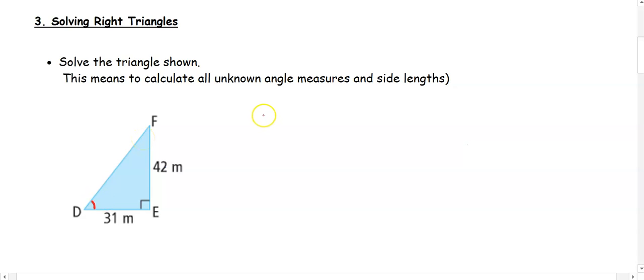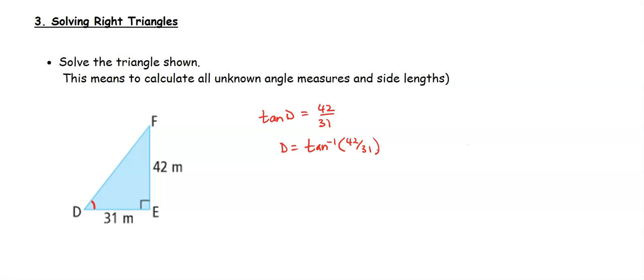If I want to find angle D first, I would use the appropriate ratio given the two sides, my opposite and adjacent. So I would find angle D using my opposite and adjacent ratio, and whenever I'm finding the angle, I take the tan inverse of the ratio, correct? And so I type that into my calculator, and I get 42 divided by 31. The tan inverse of that ratio is approximately, I'm just going to round to the nearest degree, 54 degrees. So I now know that this angle is 54 degrees.